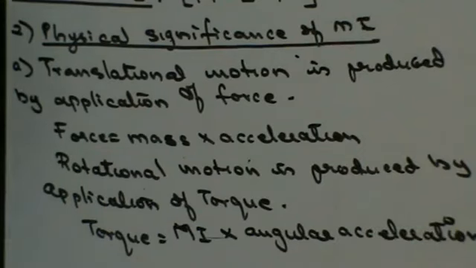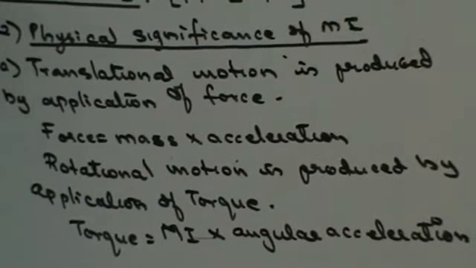Thus, by definition, linear acceleration is the rate of change of linear velocity, and angular acceleration is the rate of change of angular velocity. If I compare the two equations, I can say that force in linear motion corresponds to the torque of rotational motion, and the moment of inertia of rotational motion corresponds to the mass of translational motion. That's the physical significance of it.